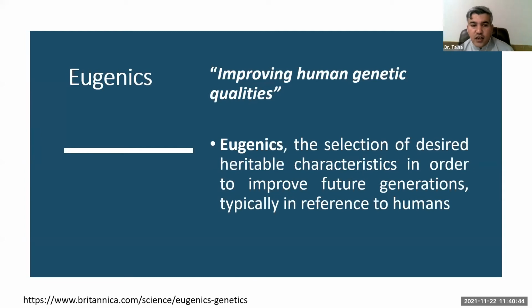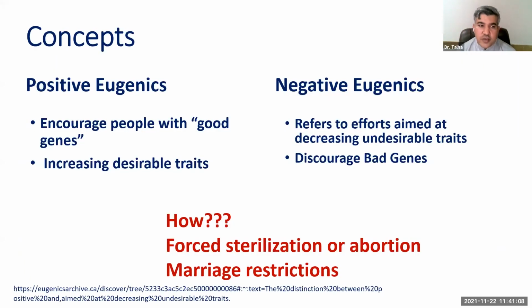Eugenics, another concept related to genetic quality. So what is eugenics? The selection of desired heritable characteristics in order to improve future generations, typically in reference to human beings. So it is the selection of good genetic characters so as to improve the future generation. There is one form of eugenics known as positive eugenics, and the other form is known as negative eugenics.